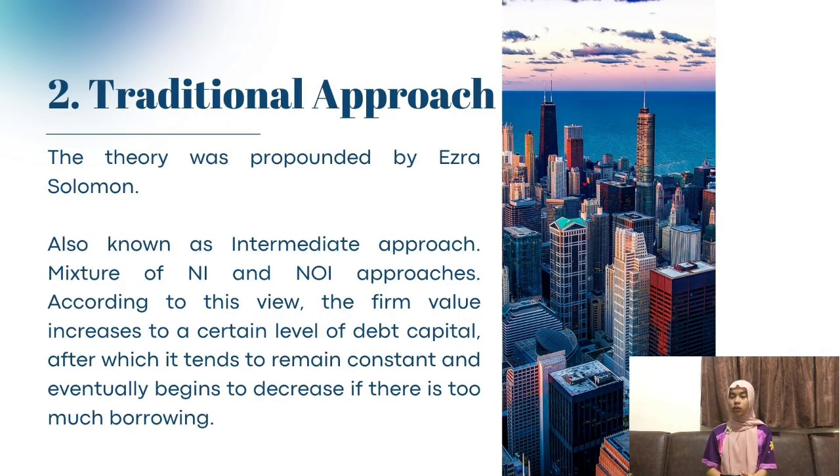Here sa traditional approach, it also supports the relevance of capital structure, where the theory was propounded by Ezra Solomon, also known as intermediate approach, mixture of NI, the net income approach, and the NOI, net operating income approach. According to this view, the firm value increases to a certain level of debt capital, after which it tends to remain constant, eventually begins to decrease if there is too much borrowing.